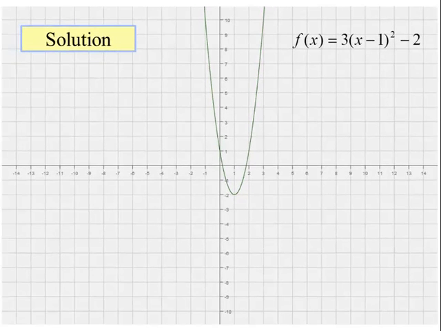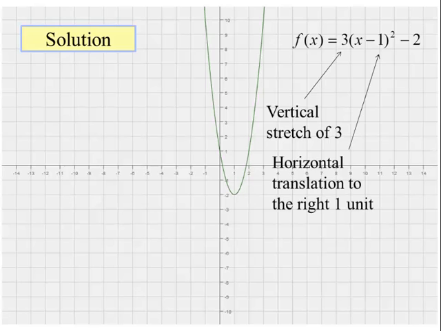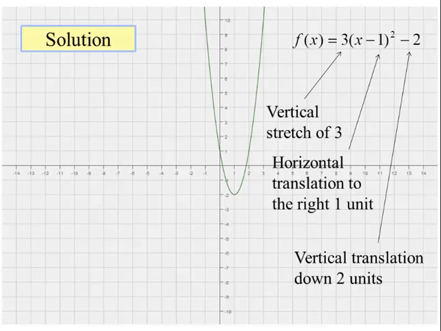If we look at the values of a, h, and k, a was 3, so that's a vertical stretch by a factor of 3. h was 1, so that's a horizontal translation to the right 1 unit. And k is negative 2, so this is a vertical translation down 2 units. The values of h and k affect the vertex. The vertex in this example is the coordinates 1, negative 2. So it turns out to be the value of h and the value of k.